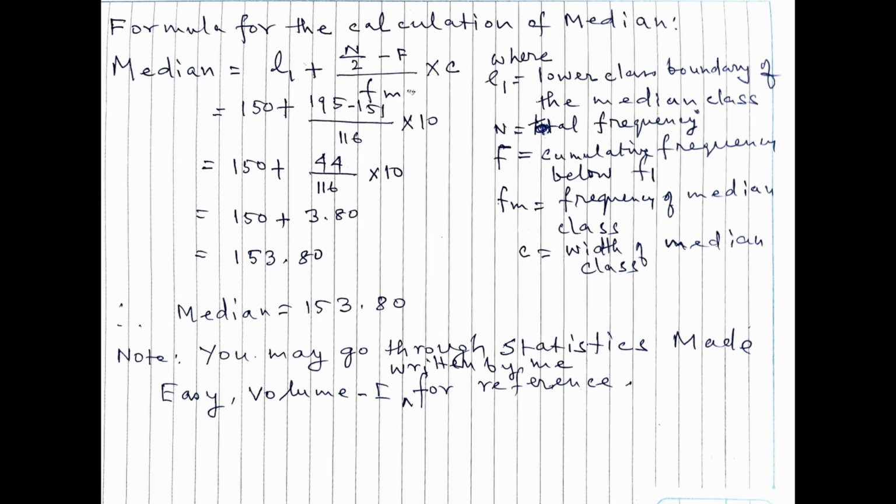And next, median is equal to 150 plus, as L1 is 150, the lower class boundary of the median class. 150 plus 195 minus 151 by 116 into 10 is equal to 150 plus 44 by 116 into 10 is equal to 150 plus 3.80 is equal to 153.80. Therefore, median is equal to 153.80.